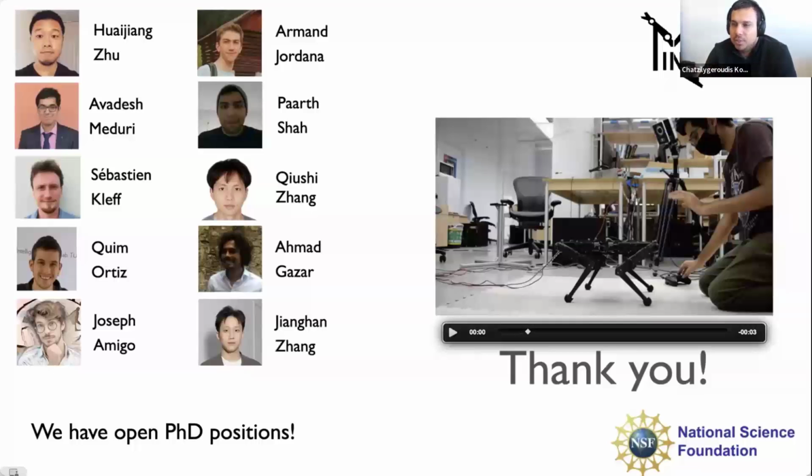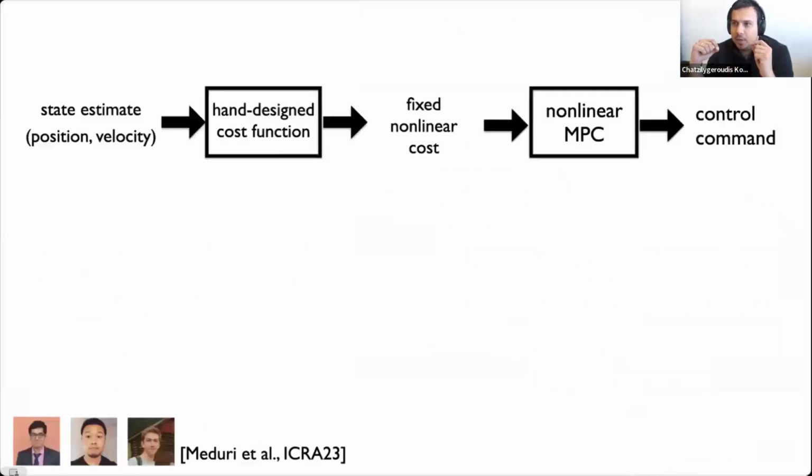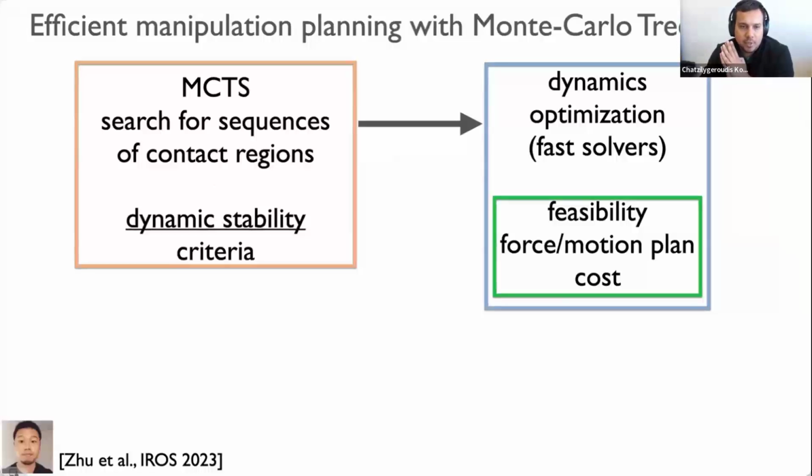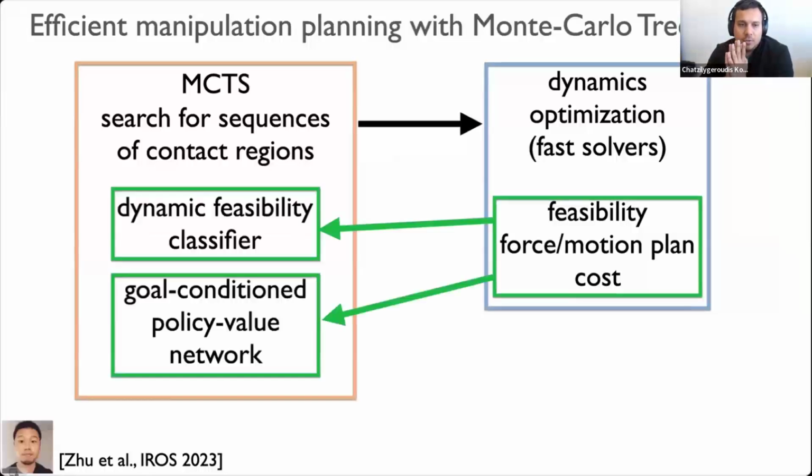How does it work? Because you said that you're using trajectory optimization to find the good paths, and then you learn this classifier, which is cool. And then how do you use it? I mean, for Monte Carlo tree search, what are the actions? Is it just the sequence of the contacts?